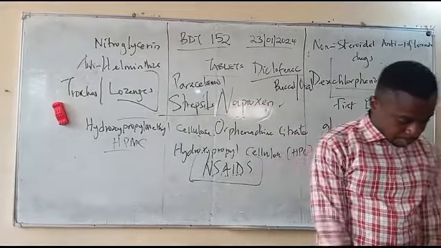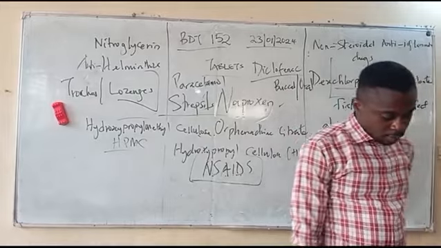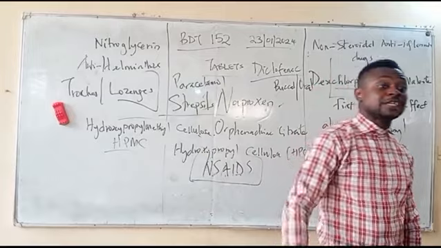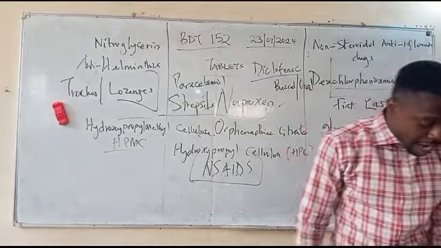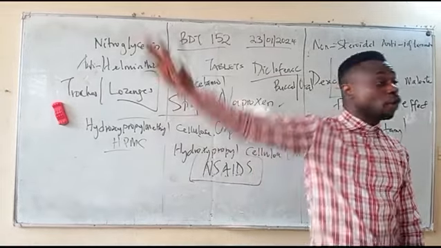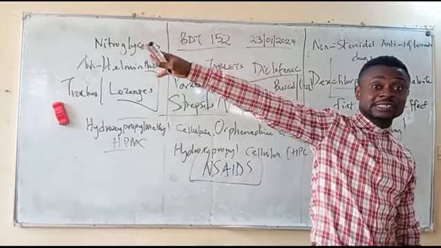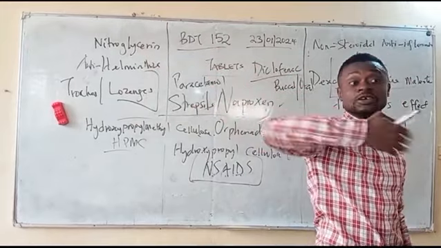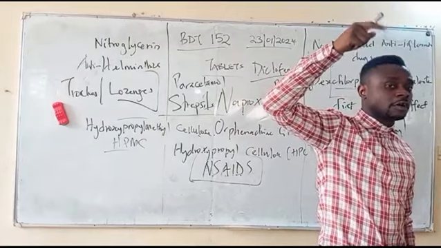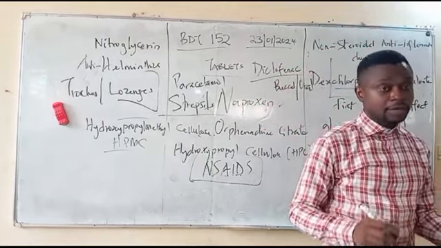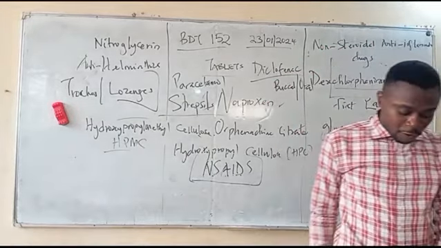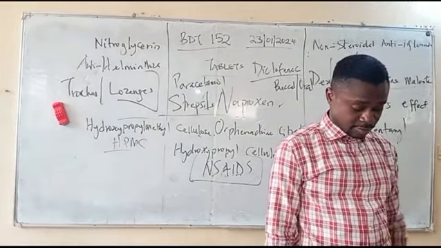Here we have many of them. We have clotrimazole troches. We also have nystatin lozenges. We also have menthol lozenges. So now, that's for lozenges.